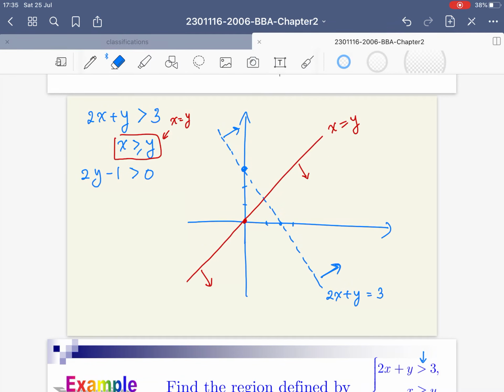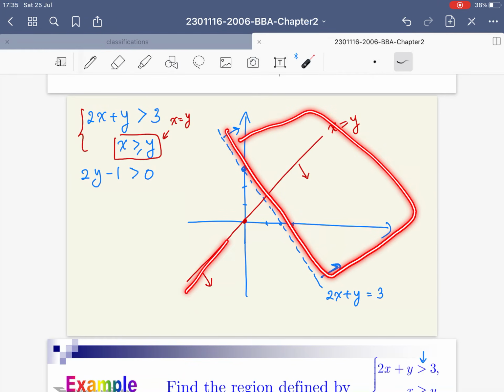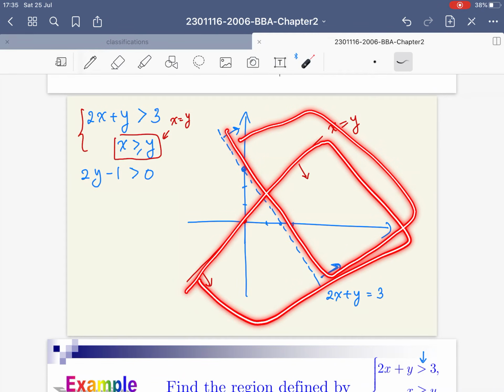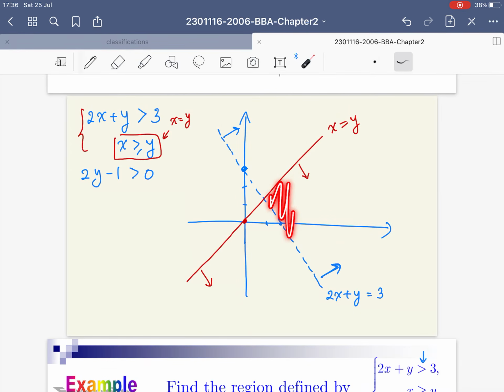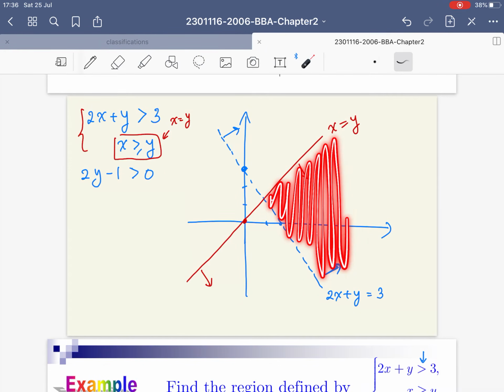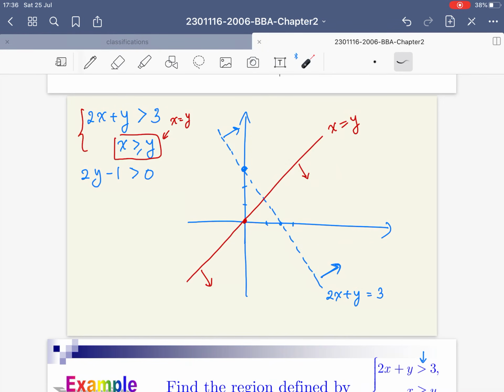So if you have only these two inequalities, which region are we talking about? This one is this region, this one is this region. So the one that intersects will be this, inside these two lines, but not including this one, only including the one above.